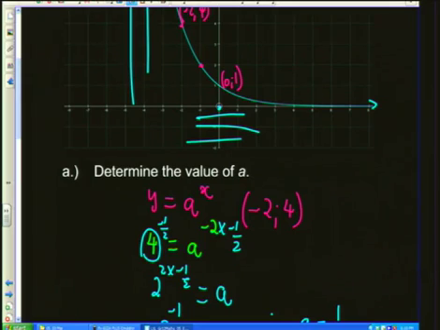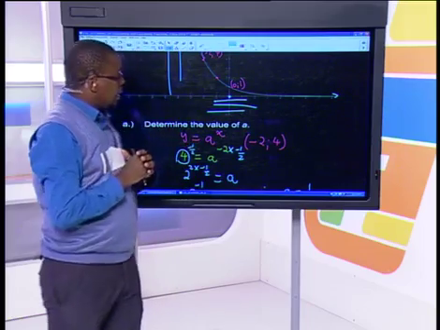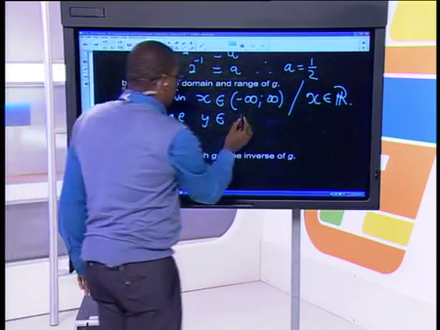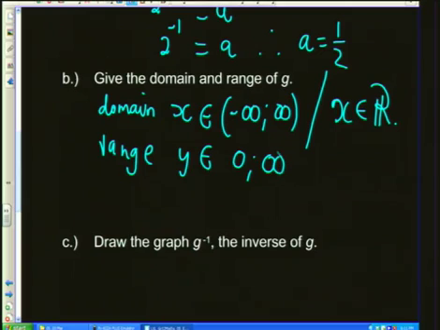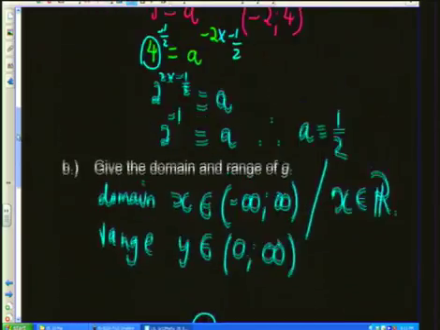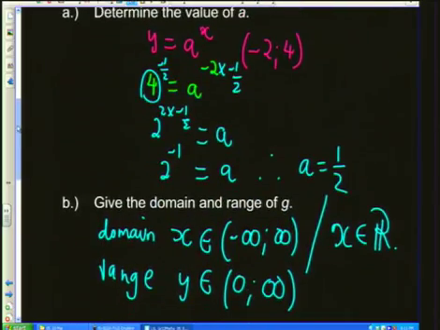But not including 0 because it does not touch the x-axis. So starting from 0 and up, we find our range. Our range is y is an element of 0 to positive infinity. Now, next question: draw the graph of the inverse. So draw the inverse graph to your y equals half to exponent x.